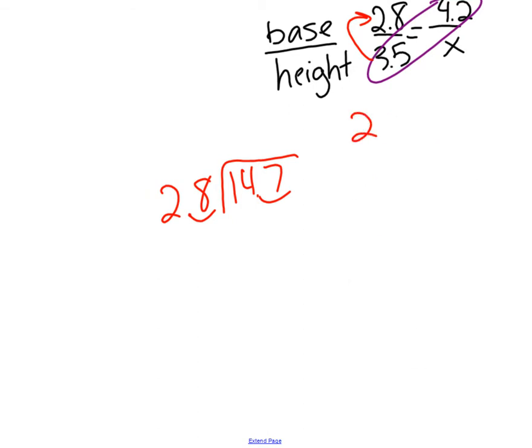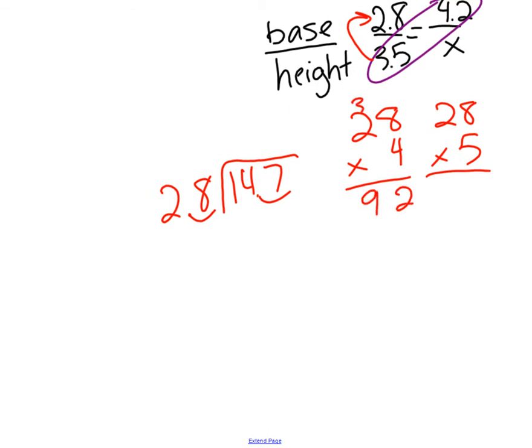So let's see, what is 28 times 4 and 28 times 5? Wait, that doesn't seem right. It's 104. And 28 times 4 is 112. And then this next one would be 140. So our better answer would be 5.